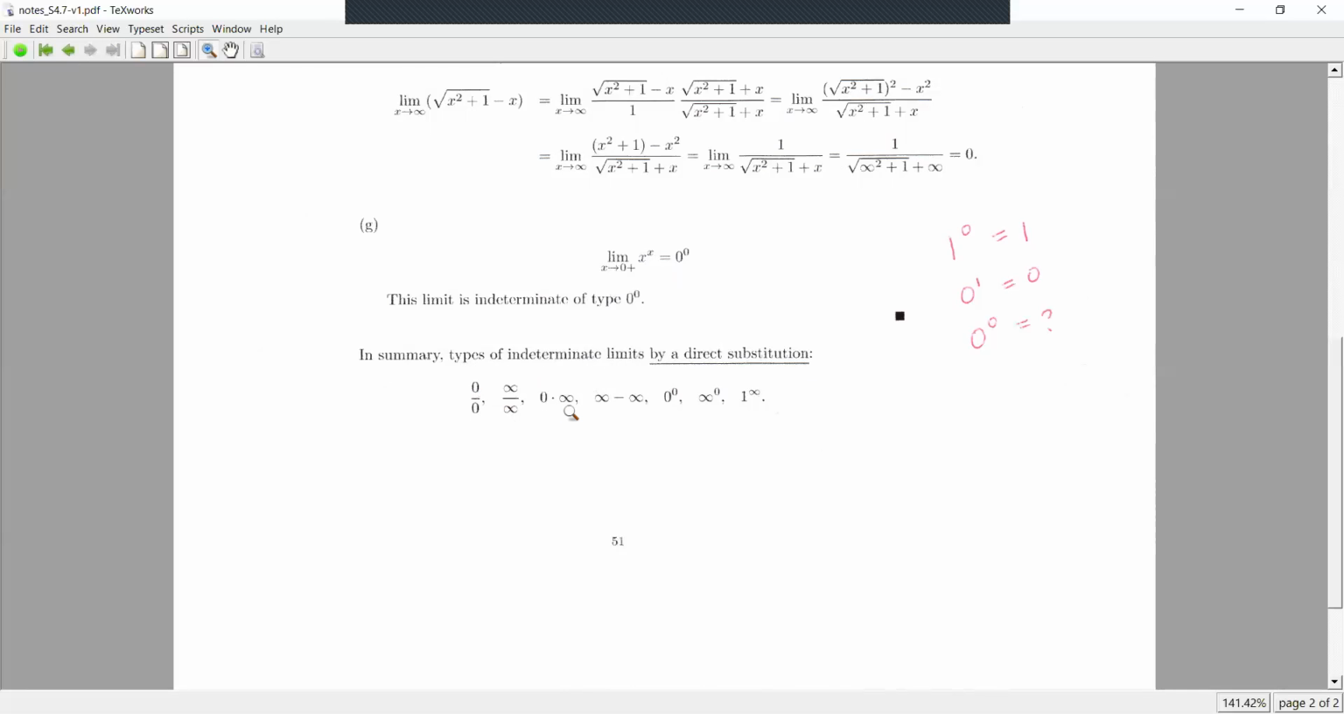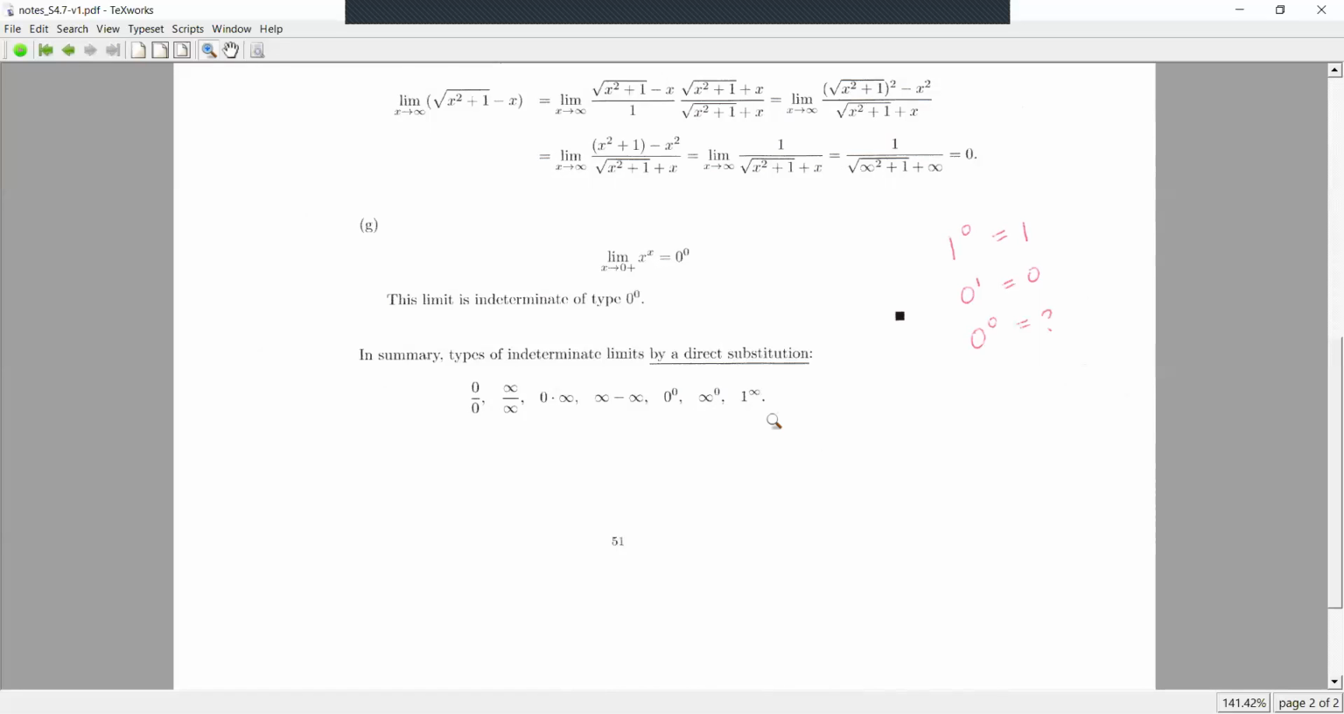0 times infinity, cannot tell. 0 times infinity, any number can be possible. Infinity minus infinity, difficult. 0 to 0, cannot tell. Infinity to 0, I cannot tell. A finite number to 0, say 3 to 0, I can tell. It is 1. But infinity to 0, I cannot tell. And also, I cannot tell 1 to infinity.